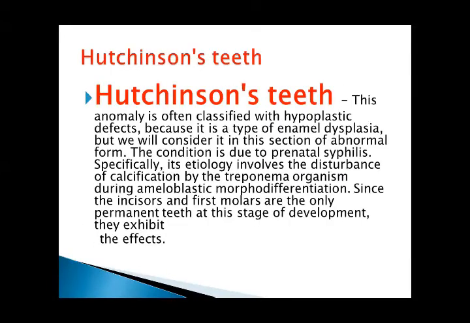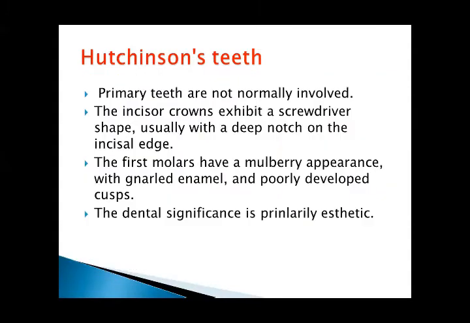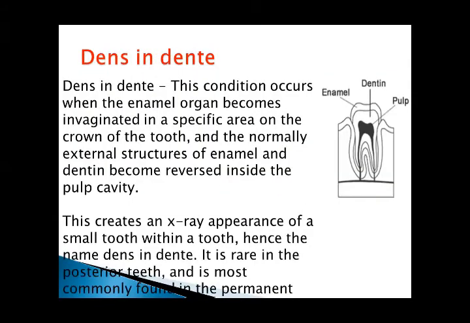Talon cusp anomalies are often classified with hypoplastic defects because it is a type of enamel dysplasia, but we will consider it in this section of abnormal form. Dens in dente. This condition occurs when the enamel organ becomes invaginated in a specific area of the crown of the tooth, and the normally external structures of enamel and dentine become reversed inside the pulp cavity.